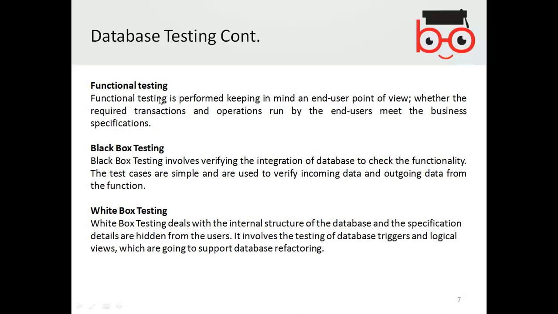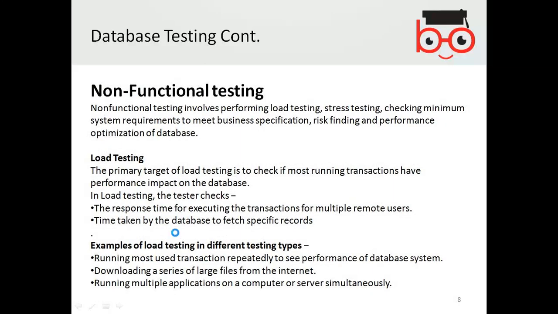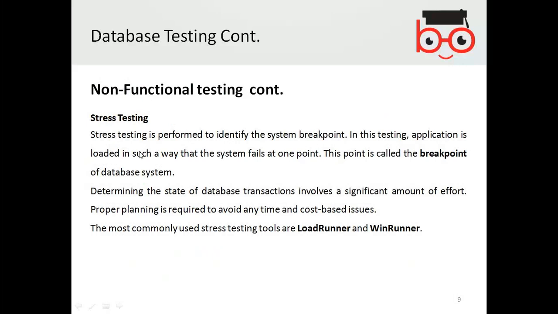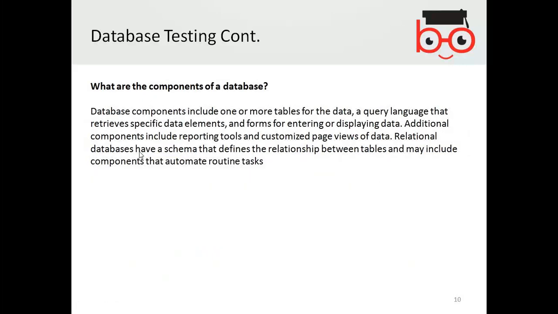Functional testing we discussed earlier. Looking at the internal components, black box testing will be the overall system checking, and white box testing will be the individual components in detail. Non-functional testing is basically performance. It could be load testing. It could be stress testing, that is, how much stress can be given to the database and its components.